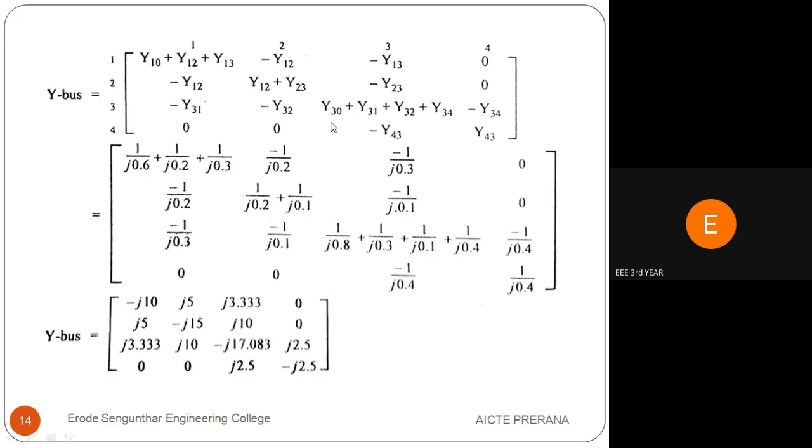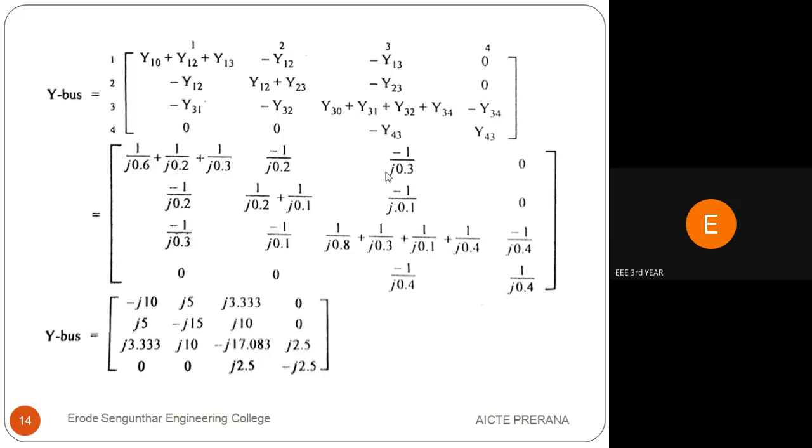Okay, so back to Y13, and the minus Y13 is minus 1 by j0.3. That is taken from the diagram. Y11, for value 1, there is no connection, so I'm putting it as 0. Then we'll go to the second row, that is minus Y21. For the second row we have considered minus 1 by j0.2. And Y22 is the formula 1 by j0.2, Y23 value is 2 j0.1.